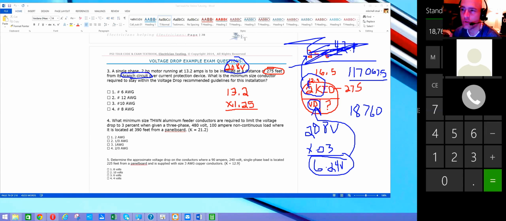26,240. So we missed the number 8 by a little bit, and we're way away from a number 6, but that's just the breaks. We'd have to have a number 6. Yeah, number 6. So that motor at 13.2 amps, after it was all said and done, ended up costing us a number 6 conductor by the time it was all said and done.